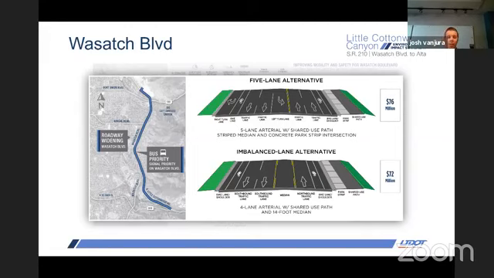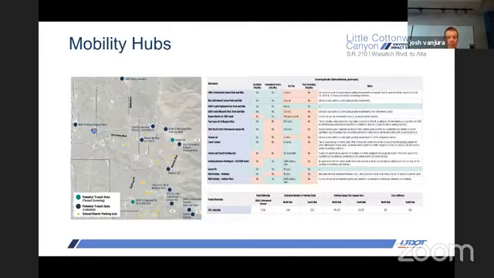So the other alternative is very similar. It's called the imbalanced lane alternative, and it's called that because it has 2 lanes southbound and only a single lane northbound. You'll see that it retains the bike lanes and the shoulders and that shared use path. Cost-wise on these 2 alternatives, they're very close.